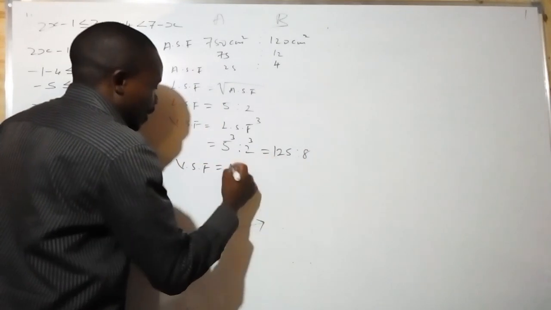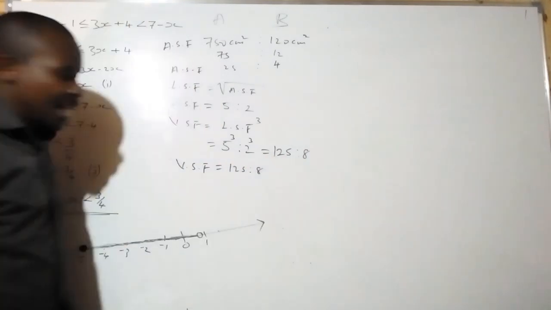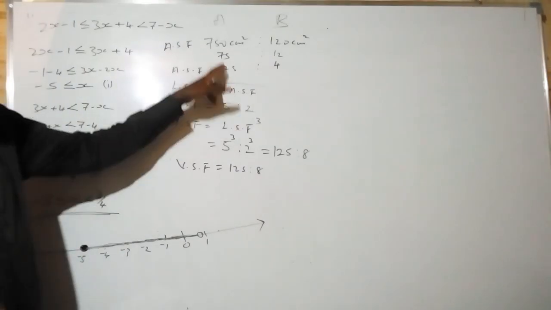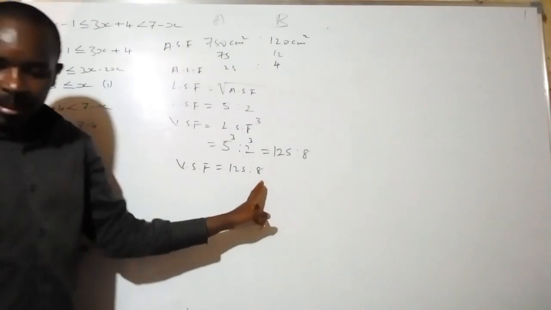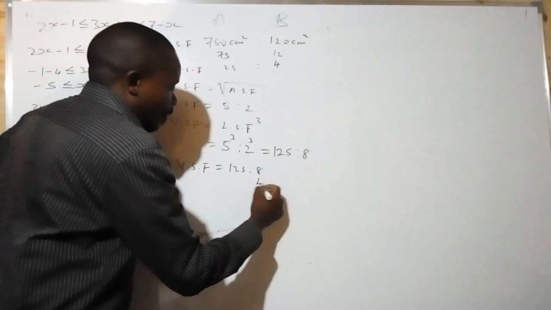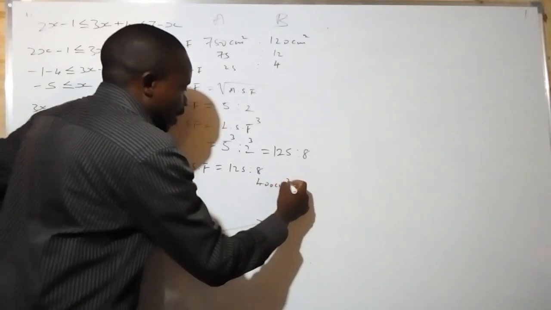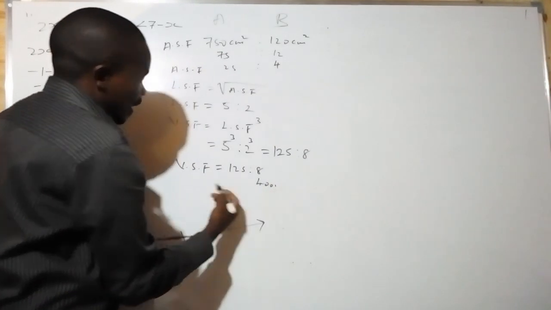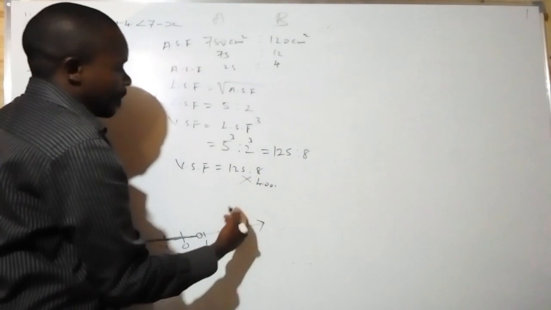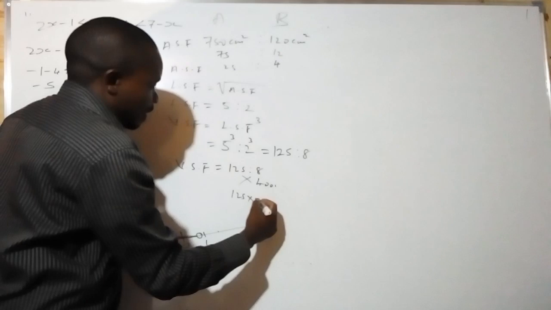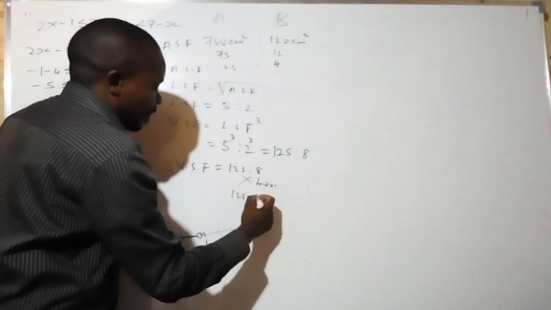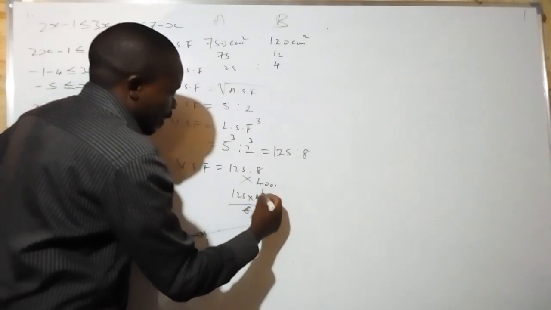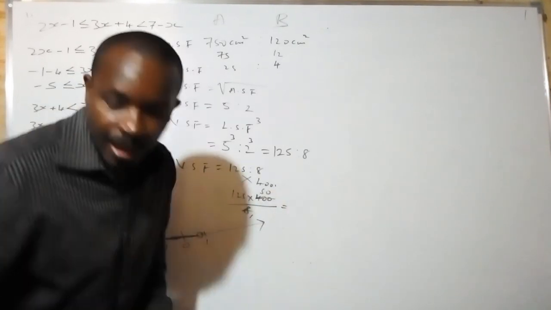We proceed. You've been told that the volume of the smaller container is 400 centimeters cubed. All these are in centimeters cubed. So to get that of the larger, you cross multiply, and you are going to have 125 times 400, you divide by 8. You can say 8 into 400 is 50. 125 times 50 is what?